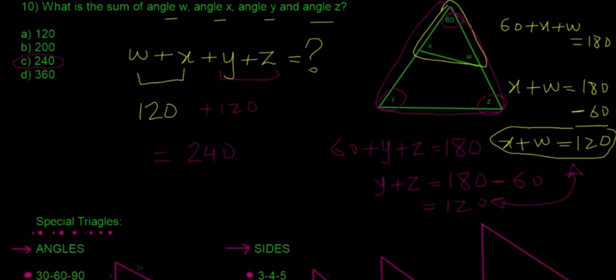Answer: again, like I said, it looks too elaborate, but actually it's quite simple. You take a look at the first triangle, you go, okay, this is 120. You take a look at the big triangle, okay, that's 120. Add them up, 240, that's the answer.